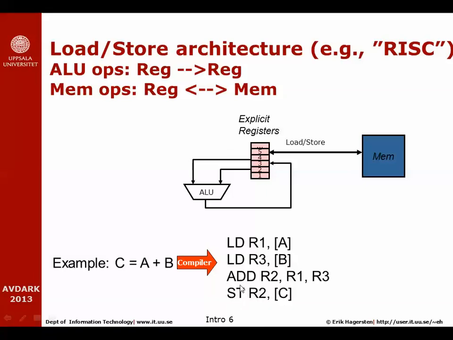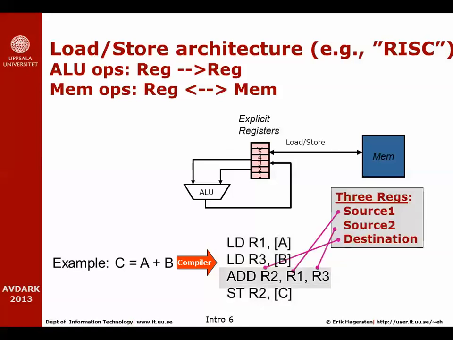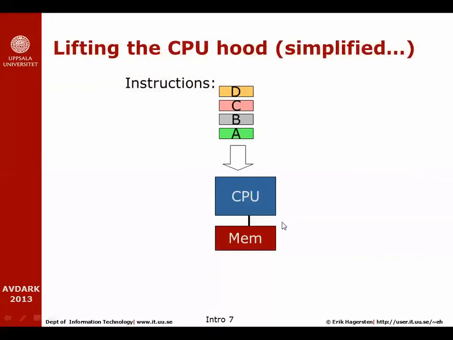Finally, we will store the new value stored in register 2. We will store that value to a memory location referred to as C. So as you see here, there are two kinds of operations. We have the memory accesses that move values in and out of memory, and we have the ALU operations that perform the real work. And here we name two source registers and name one destination register where we want the value to end up.